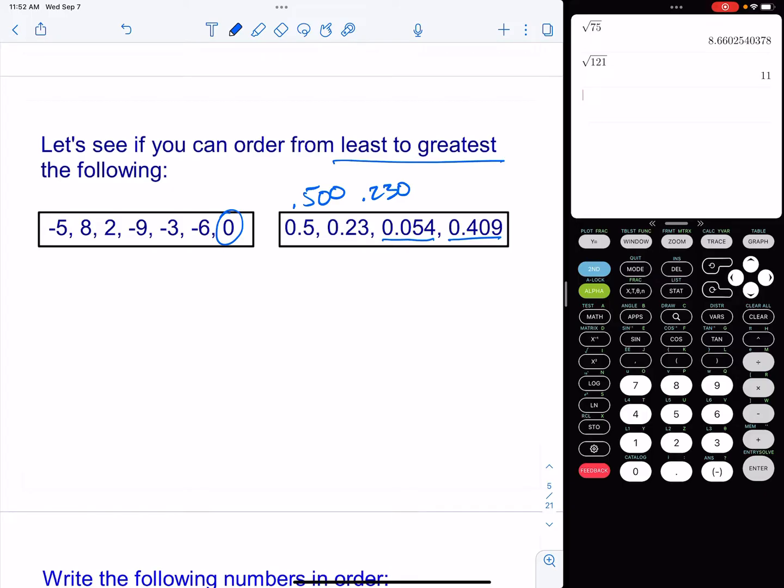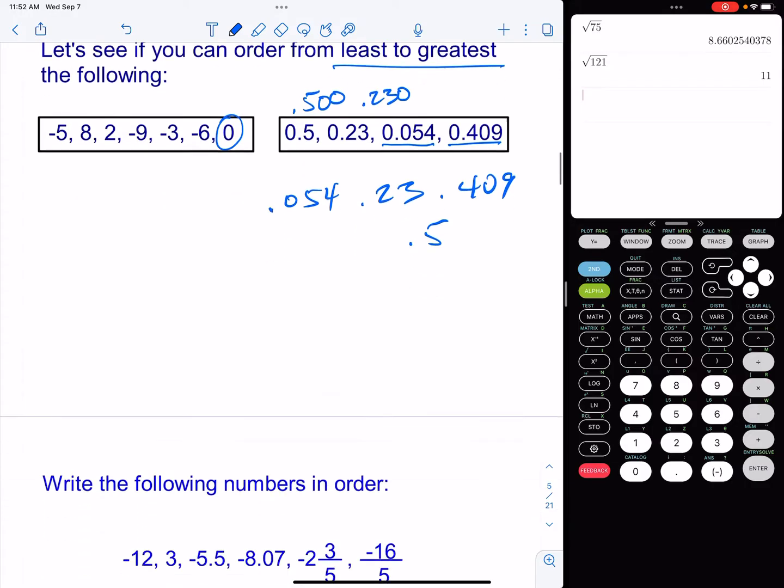Now again, we're doing least to greatest. So which one of these numbers is going to be the smallest? 0.054. Which would be next? 0.23, and then 0.409, and then last but not least, 0.5. And then when you put them in order, you do go back to the original numbers. And that's kind of what we're looking for in this particular instance.